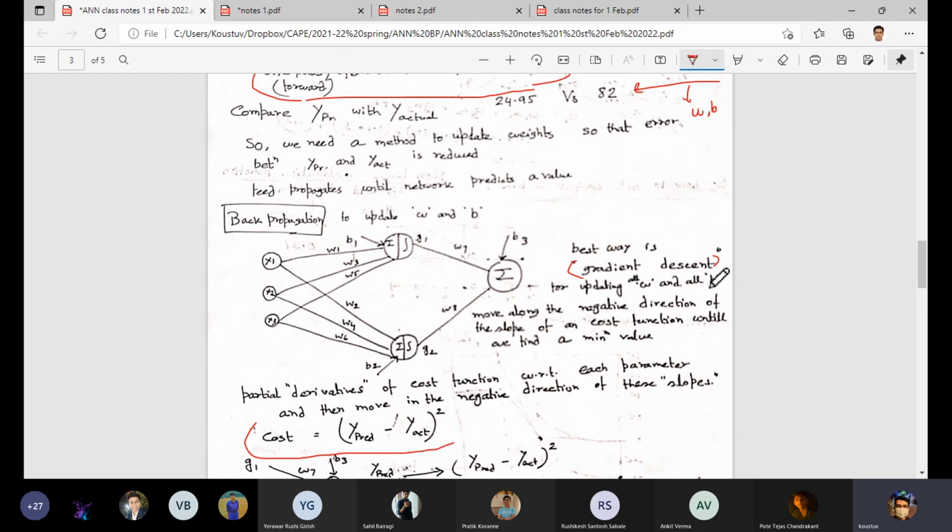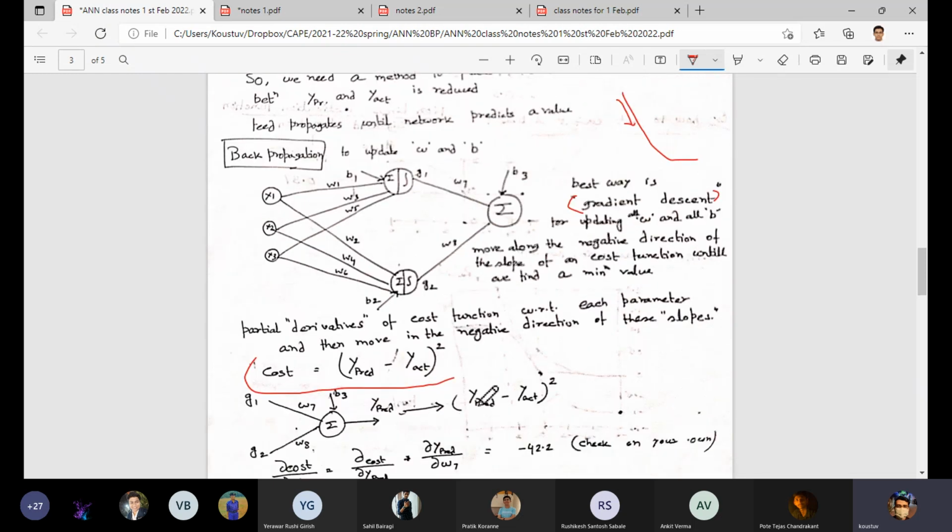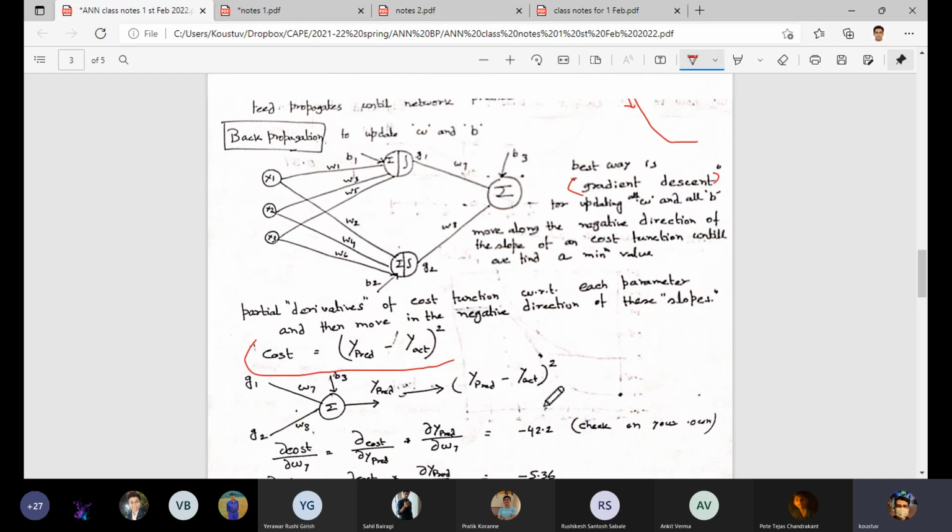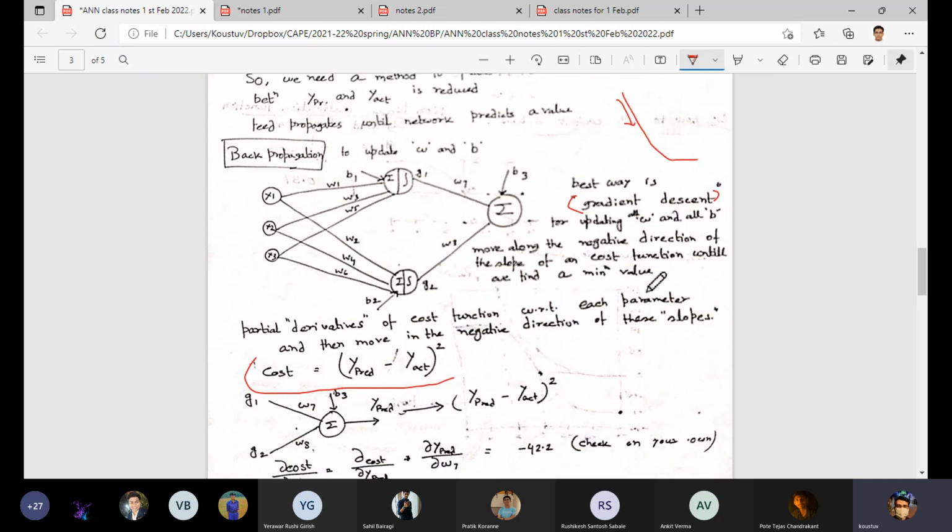It is a minimization algorithm. So what does it do? It moves along the negative direction of the slope of a cost function until it finds a minimum value. It's almost like in the landscape of that minimization, the concept of global minimum. So we have to move in the negative direction of the slope of the cost function. That means there is something called a cost function, and we have to calculate the slope of the cost function. So that means we have to take a derivative.